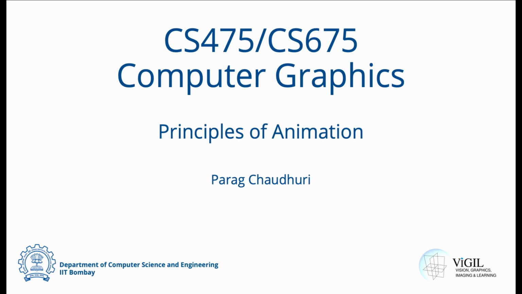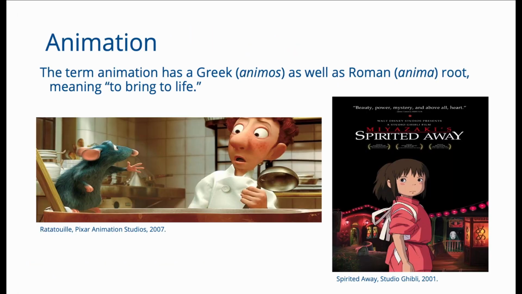So let us start by a sort of a dry definition of the term animation. The term animation has roots in the Greek word animos as well as the Roman word anima, which both mean to bring to life. And here are two very fine examples of cinematic animation: Ratatouille, which is from Pixar, and Spirited Away, which is from Hayao Miyazaki's Studio Ghibli. So if you haven't seen either of these, I suggest very strongly that you go and have a look.